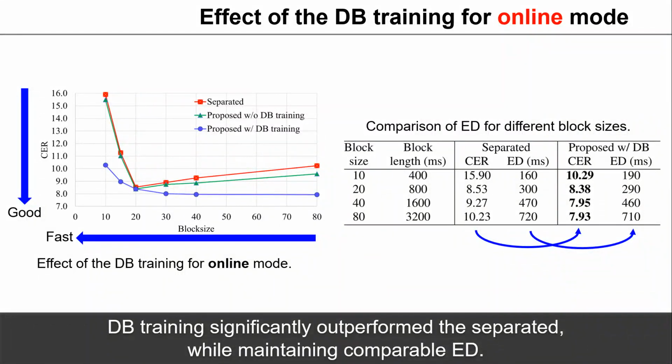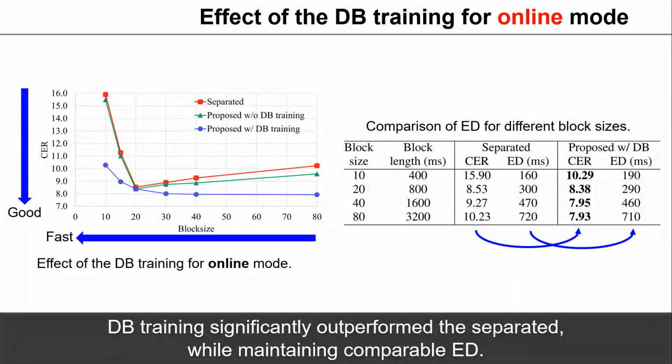As shown in the green and the red lines, the performance of the baselines significantly deteriorated at block sizes other than 20, whereas the proposed method significantly improved the performance for all block sizes.